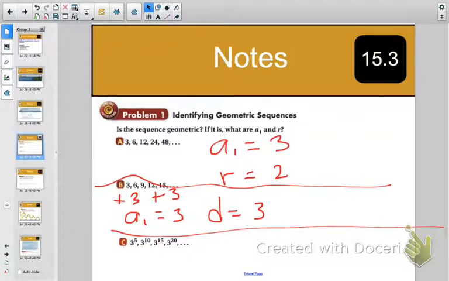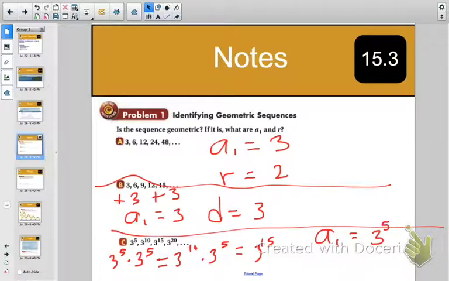This one you can see that the 3's are staying the same, but you're adding the exponents. But when you're adding the exponents, really what you're doing is multiplying by 3 to the 5th, because this is going to equal 3 to the 10th. And then if you multiply that by 3 to the 5th again, you add the exponent, so 3 to the 15th. So this one actually is geometric. The first term is 3 to the 5th. Your ratio is actually also going to be 3 to the 5th, because every time you add 5 to the exponent, what you're really doing is multiplying by 3 to the 5th power.